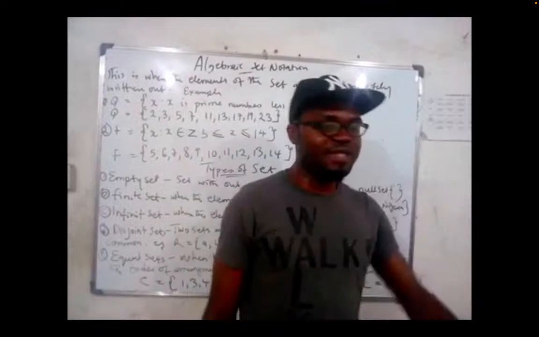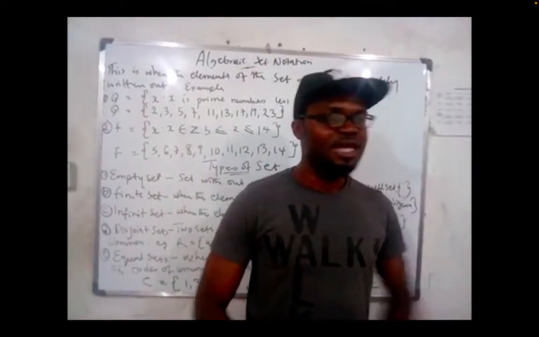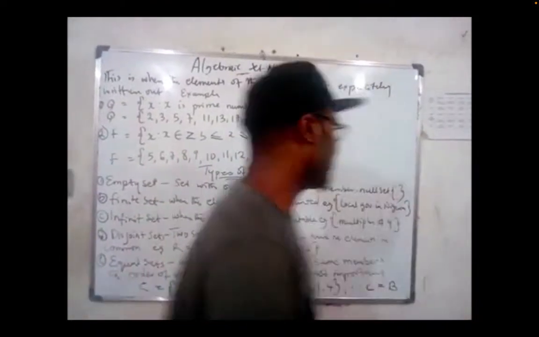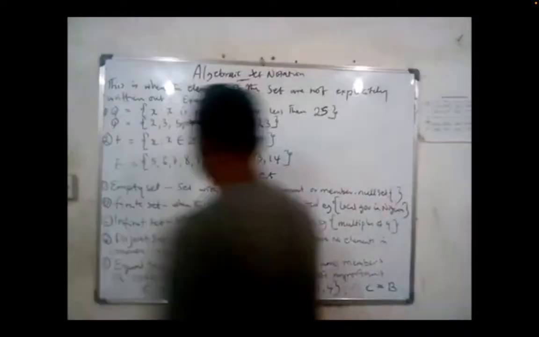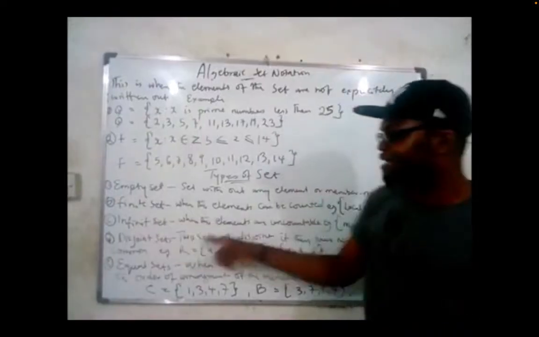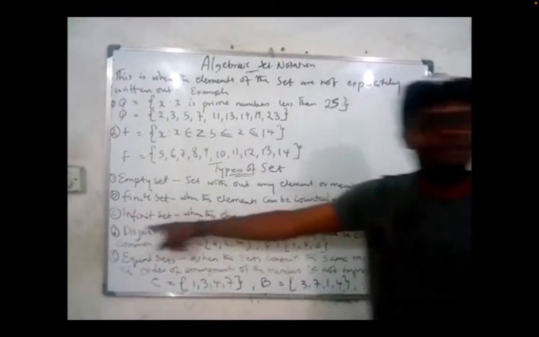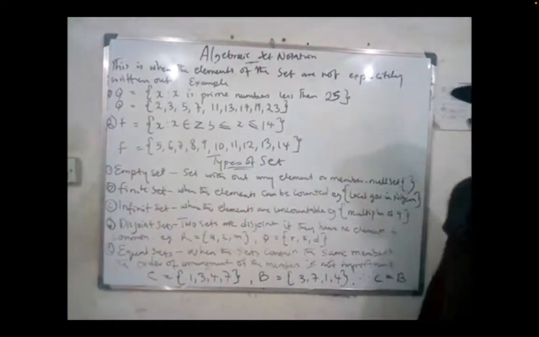But if I say set of odd numbers, is it finite? There are plenty of numbers, you cannot count. So any set that has elements that cannot be counted is known as an infinite set. Like the set of odd numbers, the set of multiples of 9.